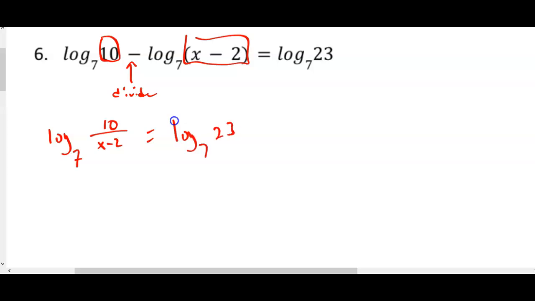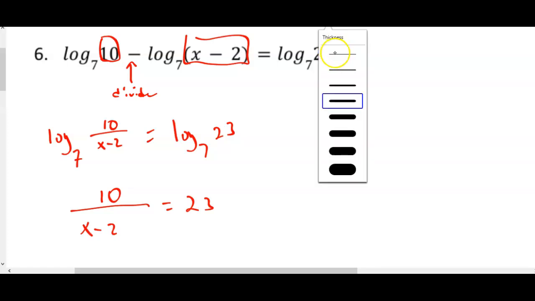Like that. And then there are a couple different ways to solve this. There's a rule with our logs that tells us that if we have log base 7 on both sides of the equal sign, we can address simply just the arguments. Like that.